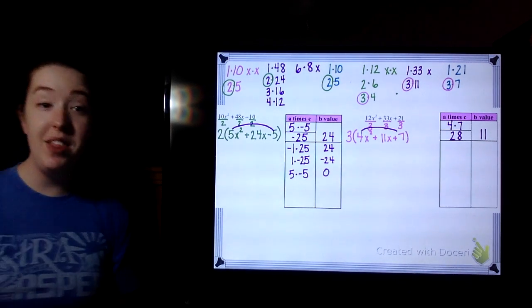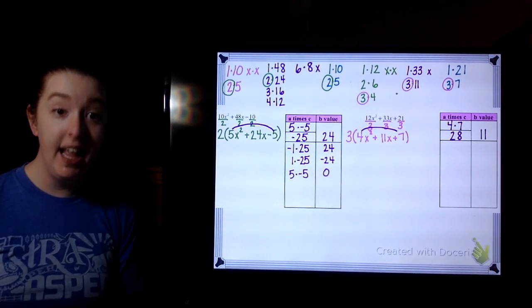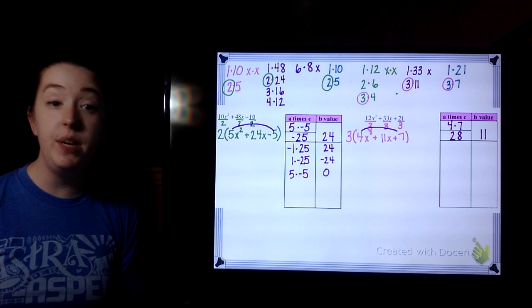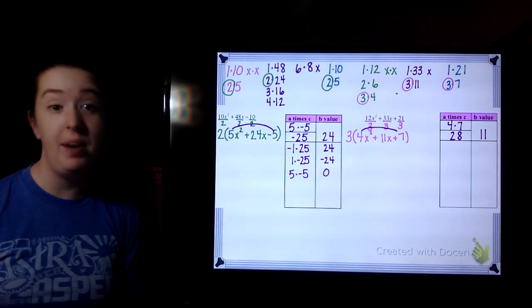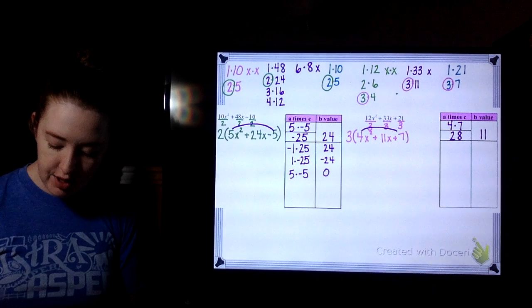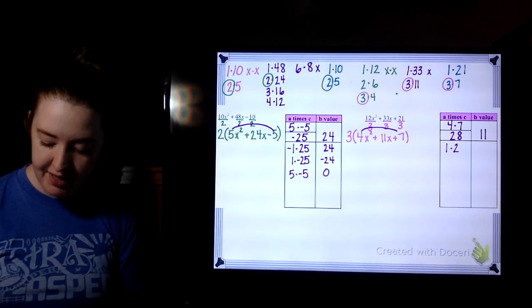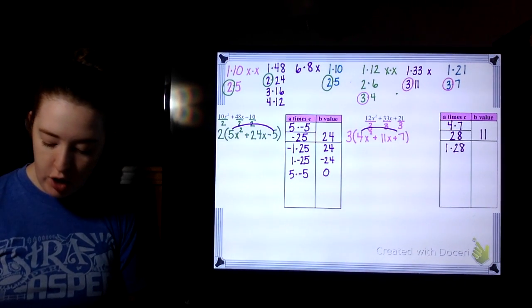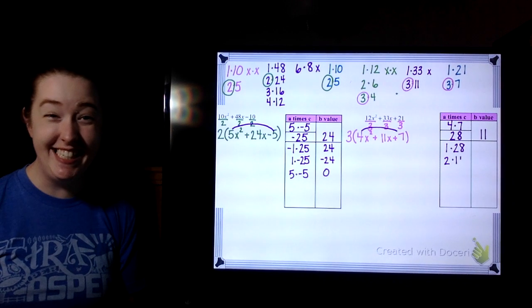Over here, we need to find the factors of positive 28, and b is positive, so we know that both of these numbers have to be positive since they're adding to a positive number as well. So we'll have positive 1 and positive 28, 2 and 14.